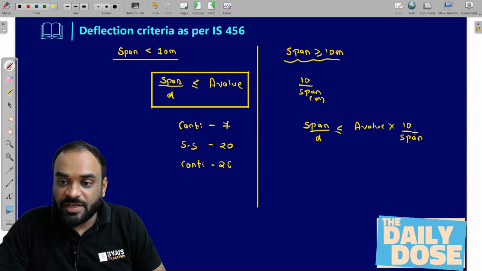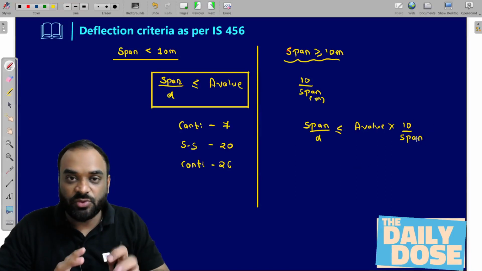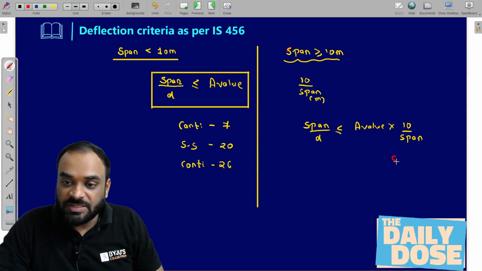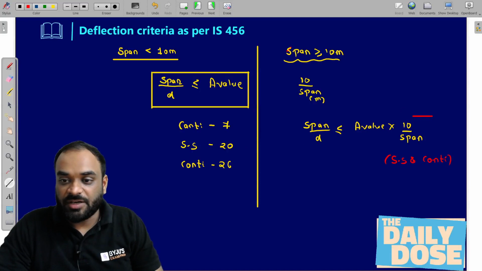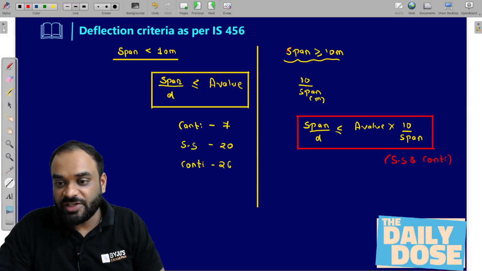But please remember, guys, this criteria, or this modification factor, is only valid for simply supported and continuous beams. It is not valid in the case of a cantilever. So please remember this one. Up to this, I think it is clear to all of you.